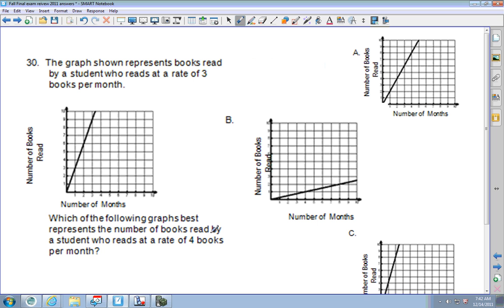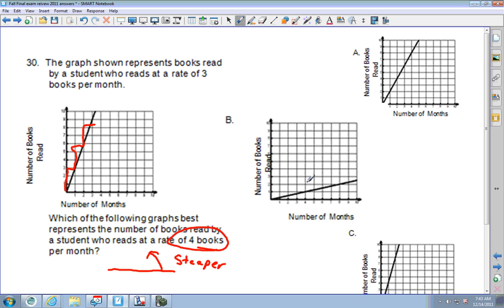Here's the next one. The graph shown represents books read by students who read at a rate of 3 books per month. So this right here is showing you up 3 and over 1. Everything is up 3 over 1, up 3 over 1. Which of the following graphs best represents the number of books read by a student who reads at a rate of 4 books per month? Well, 4 is bigger than 3. So is my line going to be steeper or flatter? Remember, the farther away you get from 0, the steeper the line.